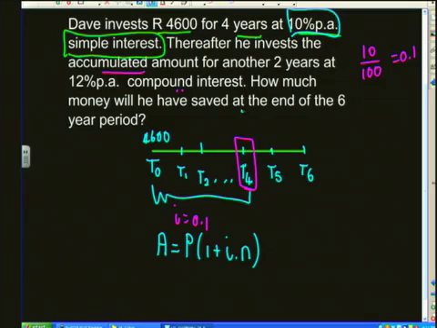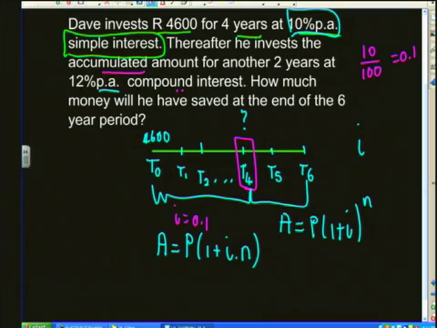Whatever he's got at that point, he takes that and he invests it for 2 years at 12% per annum compound interest. Compound interest, that means for the final 2 years, what are we going to be using? The compound interest formula, 1 plus i to the power of n. Your interest rate at work in those last 2 years, in decimal form, we're going to take 12 divided by 100, and you get 0.12.